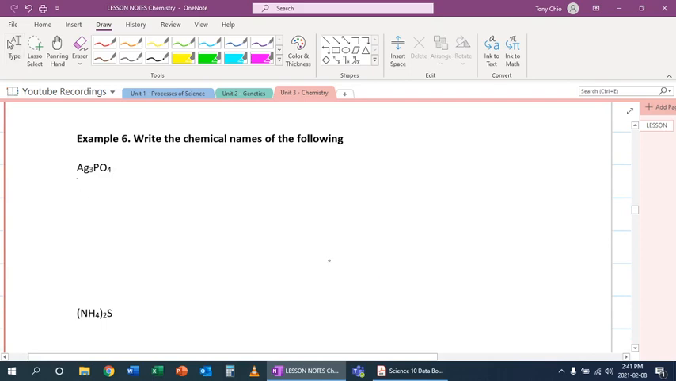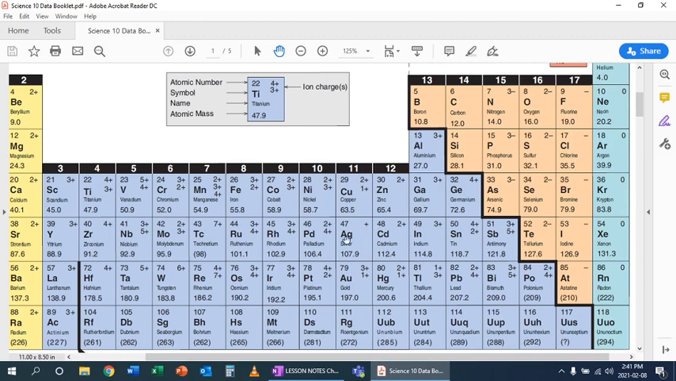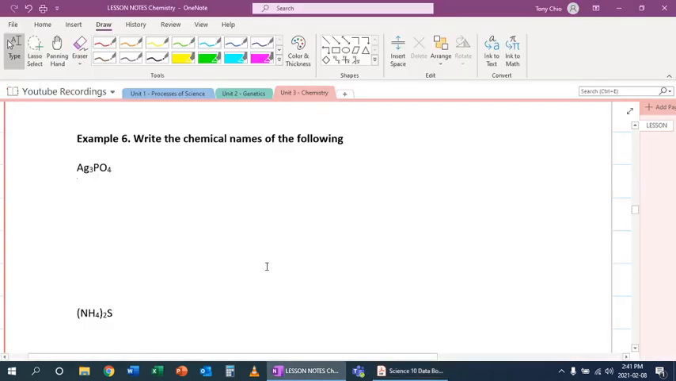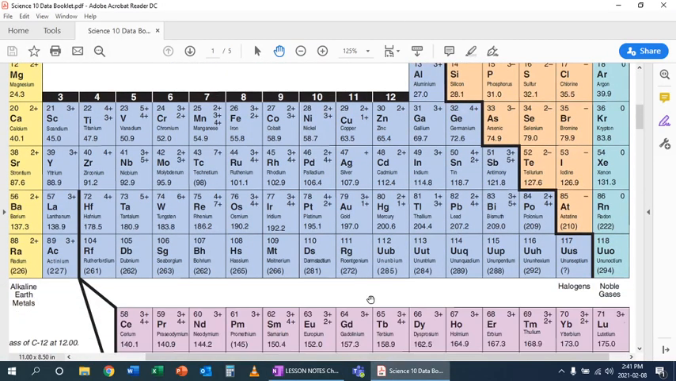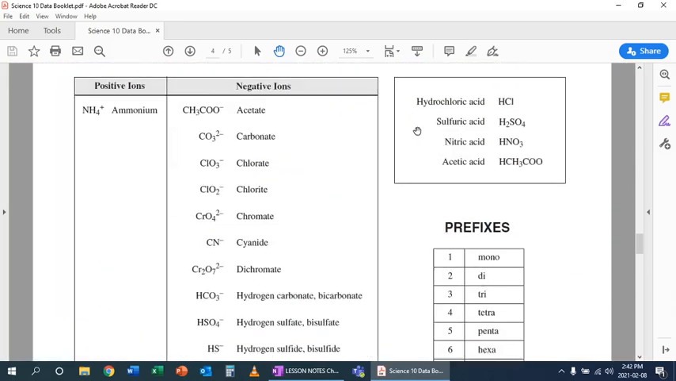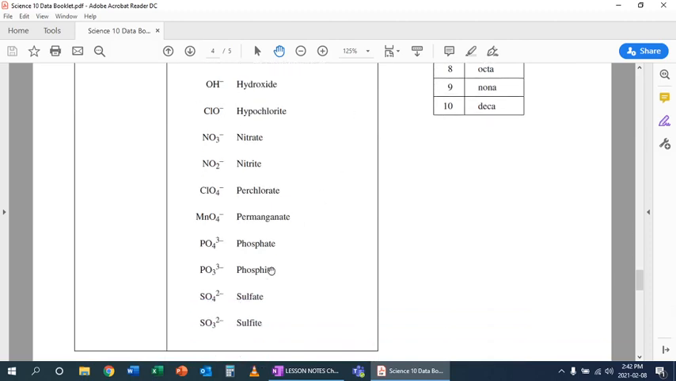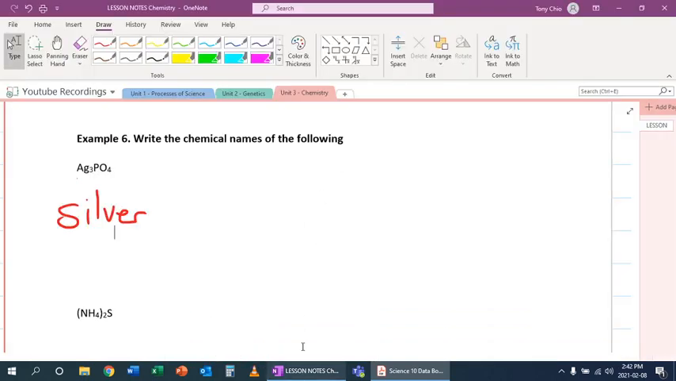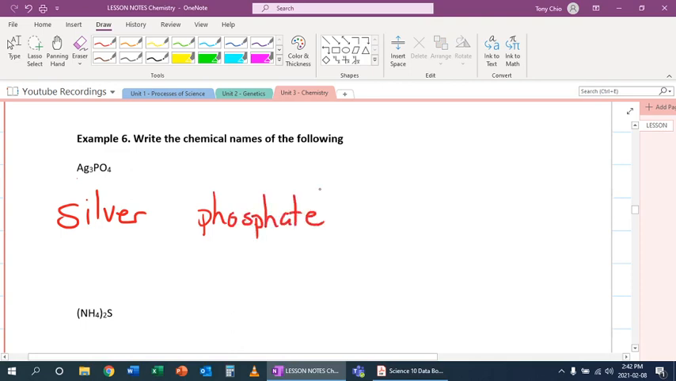Ag3PO4. So Ag is silver. And yes, silver is in the polyatomic ion, but it's actually not a multivalent. It has only +1 charge. So we look at silver. This is silver. Now what is PO4? If we scroll down to our polyatomic ion chart, we will see that PO4 right here is phosphate. We just write it as phosphate. We don't have to change the ending at all to phosphide because that will be just phosphorus itself. This is silver phosphate. We're done.